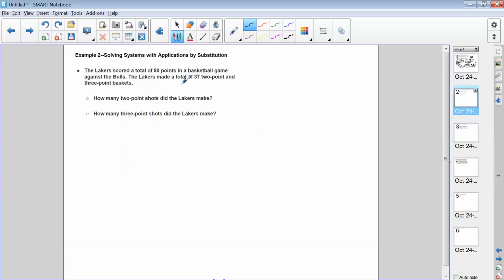Looking at example 2, I've got the Lakers and the Bulls. Lakers played against the Bulls. The Lakers scored 80 points. And my question is, how many 2-point shots, how many 3-point shots? So x will be 2-point and y will be 3-point. So if the Lakers scored 80 points, we know they had so many 2-pointers and so many 3-pointers. But they had 37 baskets total, so it'd be x plus y.